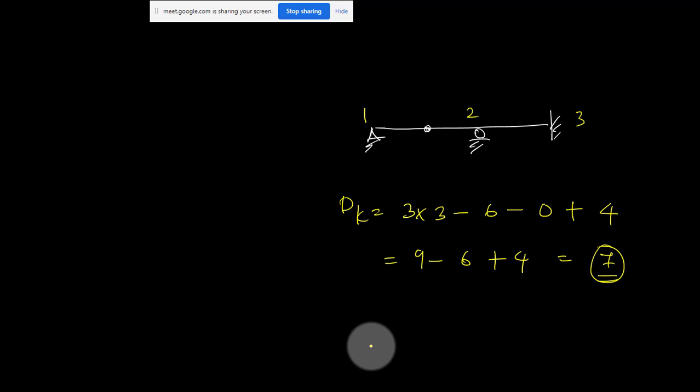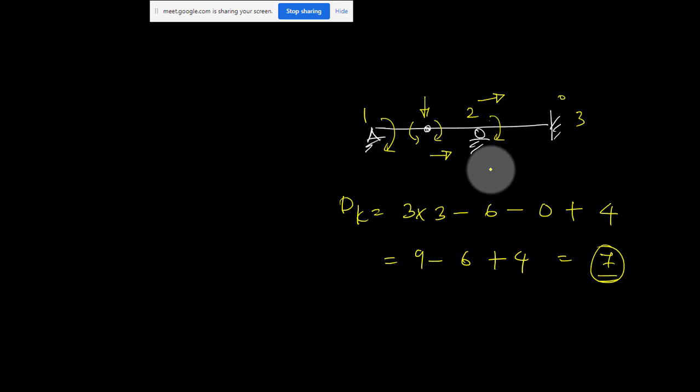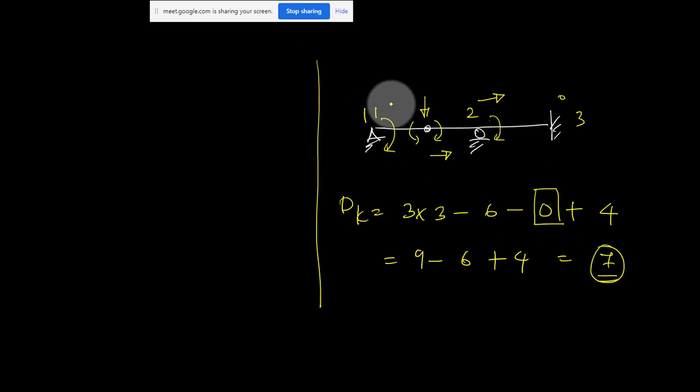So where are those 7 degrees of freedom? This can rotate, one rotation. This one has 0 possibilities, and here 2 rotations and 1 vertical movement and 1 horizontal movement. And here 1 horizontal movement is also possible, because it is a roller support, it can move in the horizontal direction. We did not take any inextensibility condition in this example. So these are the 7 degrees of freedom: 1, 2, 3, 4, 5, 6 and 7.